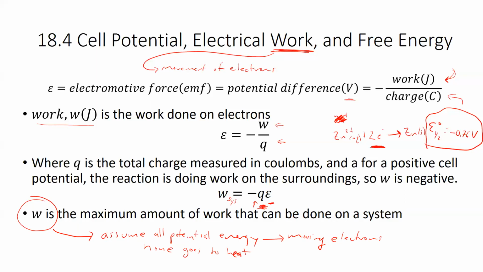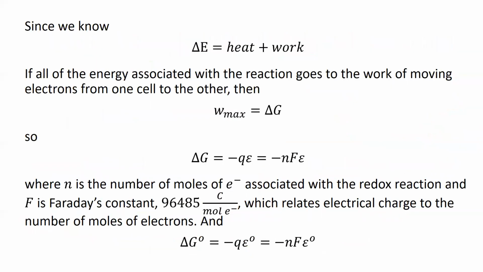So in that case, W will often be written as W max, the maximum amount of work that you can do on those electrons. Something else we know is that the change in energy of something is the heat plus the work, and the change in energy is associated with the free energy. So if the heat is 0, then the maximum amount of work a system can do, or that can be done on a system, is going to equal the free energy of that thing.